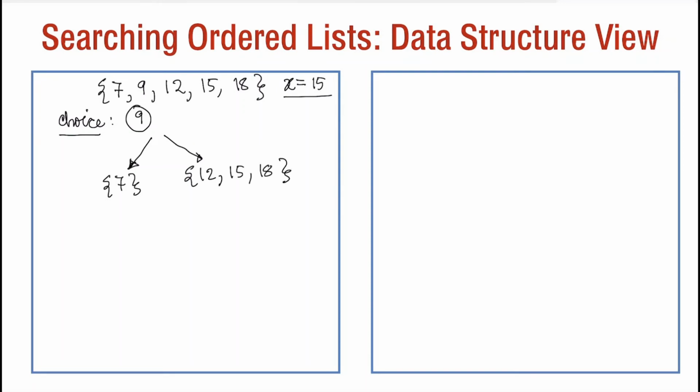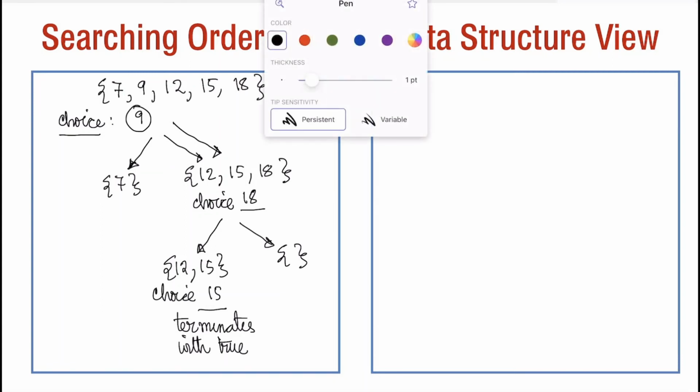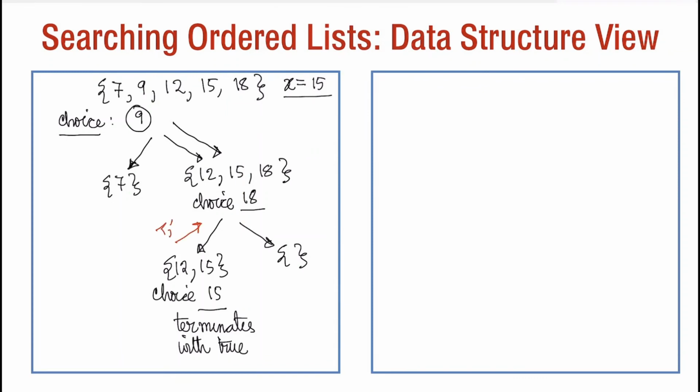and because 9 is less than 15, the algorithm will move in this direction, and again I will choose, maybe my choice will be 18, and if my choice is 18, then this will split into 12 and 15, and this will split into null, and if it is null, there is nothing to do, the algorithm will return with failure. And then here again my choice could be 15, and once my choice is 15, the algorithm terminates with true, and since my algorithm terminates with true, the value that is returned from here is 2, true 2.